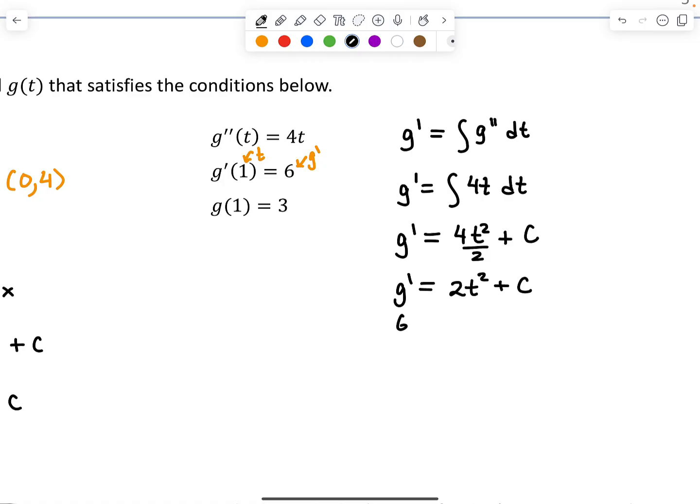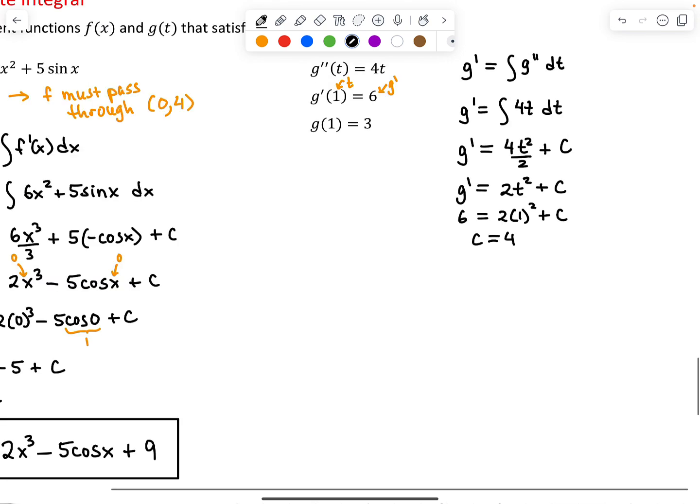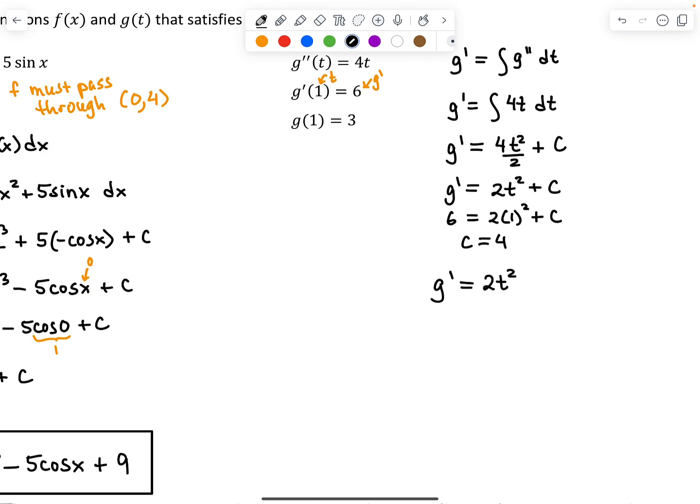So we change g prime to 6. At the same time, I change t to 1. And then I can solve for c. 1 squared is 1 times 2 is 2. Subtract the 2, and we get that c is 4. So g prime is 2t squared plus 4.